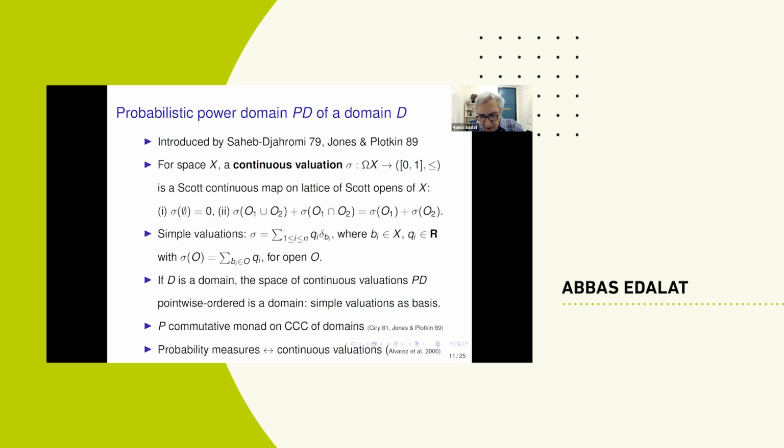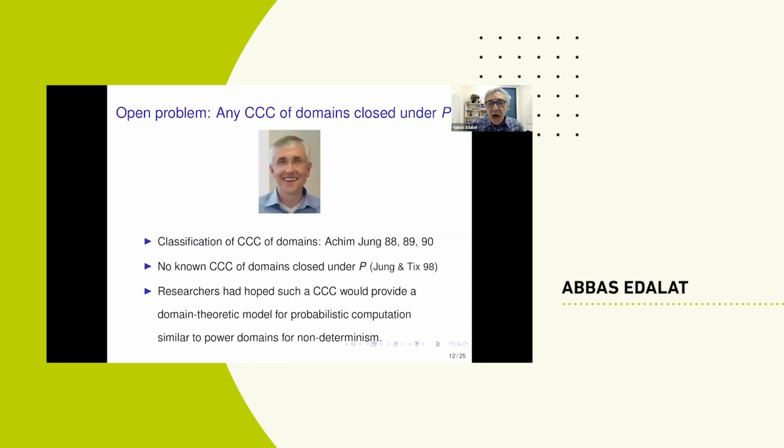Together with one of my students and Saib Jahrumi, later on we showed that on continuous domains, probability measures and continuous valuations are in one-to-one correspondence. So there's no difference between them. And this makes the bridge between probability theory and universal semantics much closer in a sense. And then came this open problem.